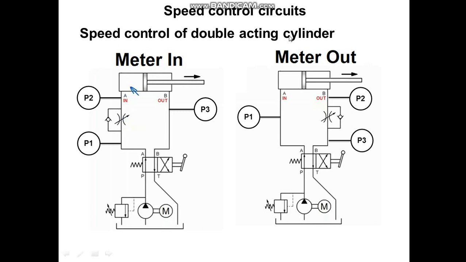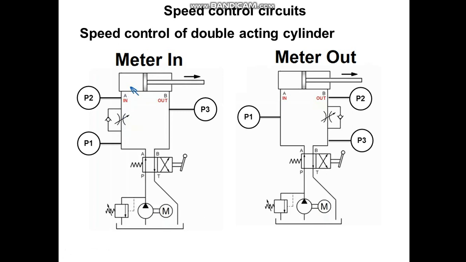Specifically, when we talk about the meter in circuit, the flow control valve is placed in the primary line. Why is it called the primary line? Because this line is considered the pressure line, connected to the blank end of the cylinder. This other line is called the secondary line, which is connected to the rod end port of the cylinder. If you see this orientation, this flow control valve will monitor the flow of liquid supplied to the blank end of the cylinder.